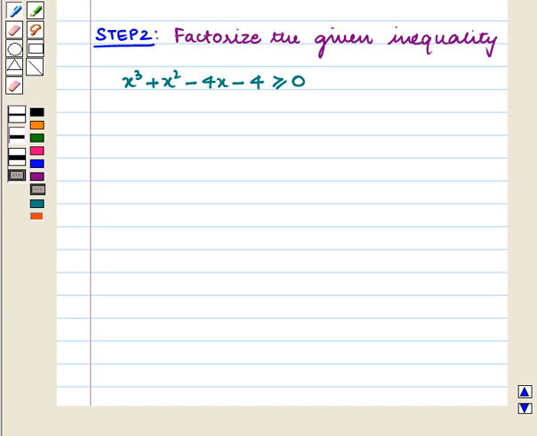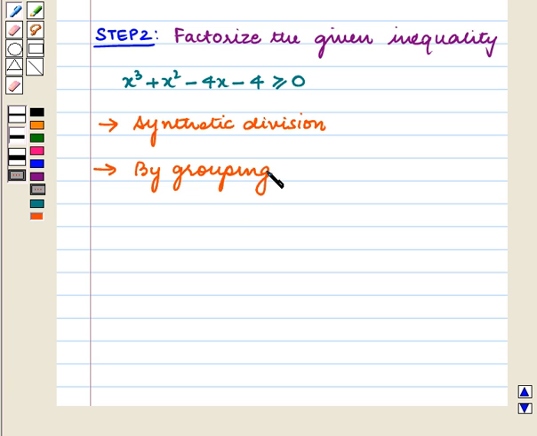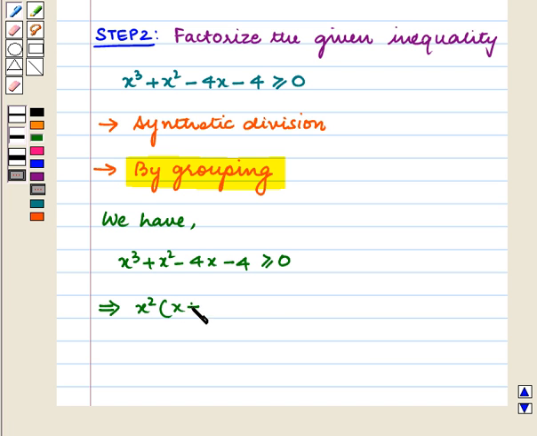We can use any method to factorize this inequality, like synthetic division or by grouping. Here we will factorize the inequality by grouping. We have x cube plus x square minus 4x minus 4 greater than or equal to 0. This implies x square into x plus 1 minus 4 into x plus 1 is greater than or equal to 0. Here we have grouped the first two terms and the last two terms.